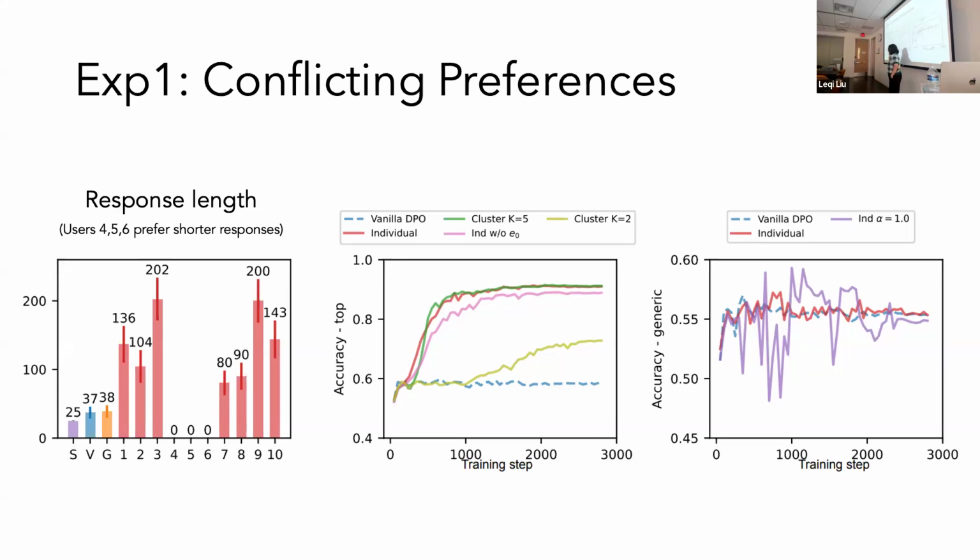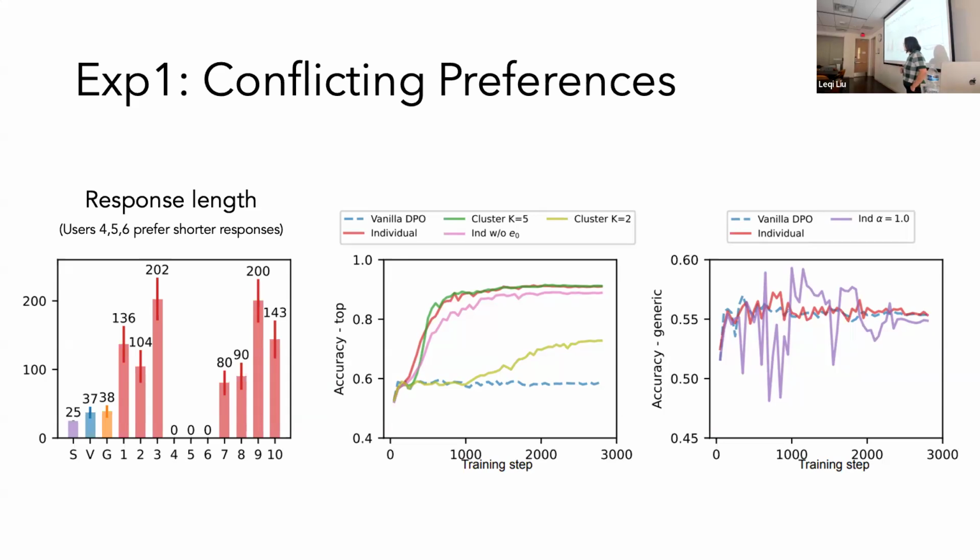Yes, please. First, have you tried the setting in which the minority users don't always prefer the shorter one, but prefer it with, say, probably 90%? Yeah, we tried that actually. It would still prefer to generate a shorter one, but not all the time, so not to 0.